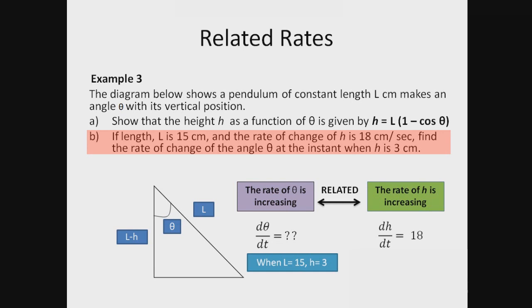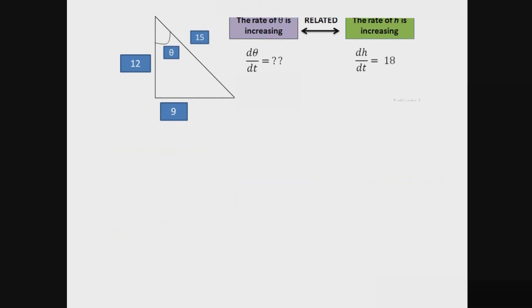And since the hypotenuse is equal to 50 cm, and L minus H at the adjacent side just now becomes 12, we can now find the opposite side. So based on Pythagoras theorem, we get the opposite side as 9 cm.